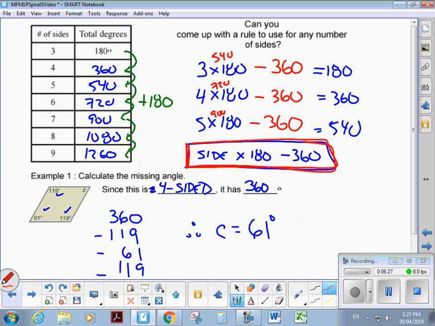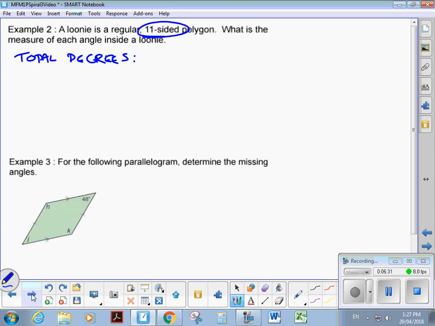We take our sides, multiply by 180 and subtract 360. So we have 11 sides. We're going to multiply by 180 and subtract 360. So if you were to measure each angle inside the loonie, you get 11 times 180 minus 360, which is 1,620 degrees. So there's step 1. If it asked us what's the total or the sum of the angles inside, then we'd be done with 1,620.